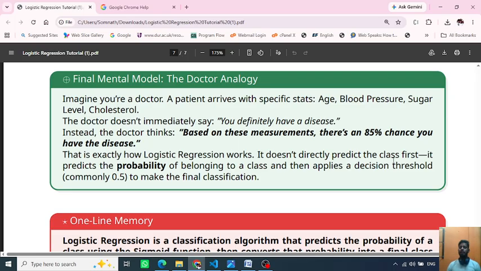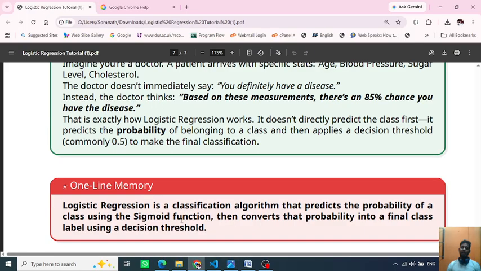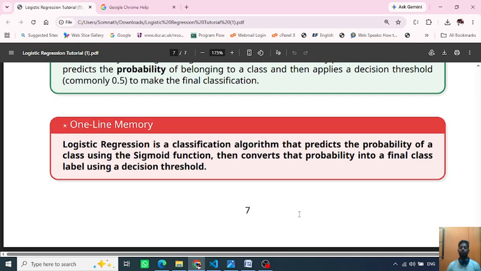It does not directly predict the class first, it predicts the probability of belonging to a class and then applies a decision threshold to make the final classification. So logistic regression is a classification algorithm that predicts the probability of a class using a sigmoid function, then converts the probability into a final class label using a decision threshold.